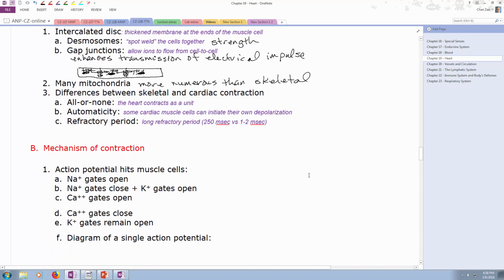And our notes here talk about differences between skeletal and cardiac contraction, all or none. Remember, we talked about a skeletal muscle cell is an all or none contractile process. The cell itself contracts or it doesn't. Well, what we're talking about here with all or none is not a cell. We're talking about the entire heart contracts as a unit. So when one cell starts its contraction wave, all of them will actually go ahead and contract, and the heart contracts as a unit. The other thing about the heart, it has automaticity, which is interesting.